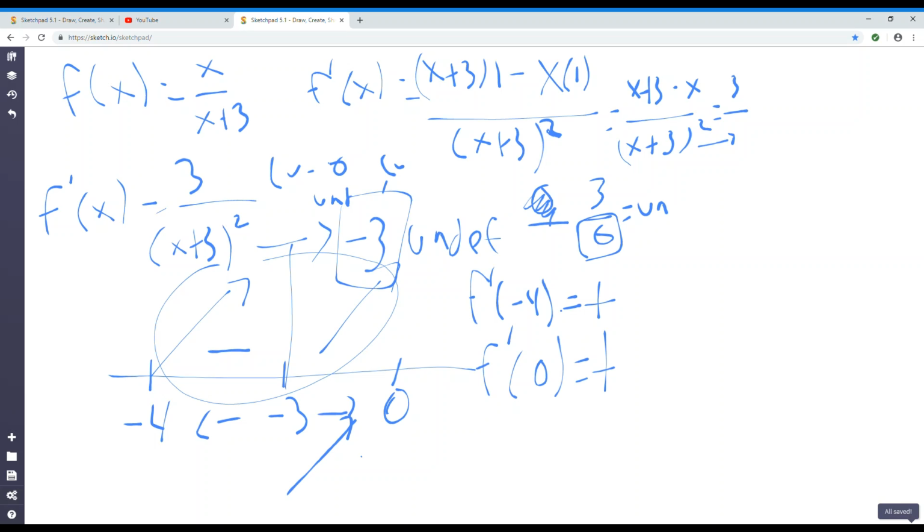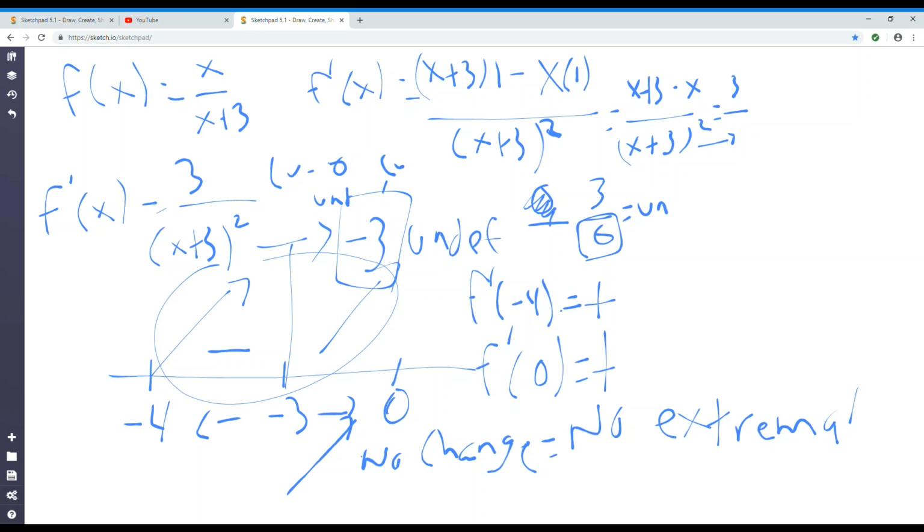Now, I have no extremas. I have no change. Remember, a max is when there's a change. A min is when there's a change. Both my arrows point in the same direction. There's no change, therefore there's no extrema. So there would be no extrema for this, no max or mins.